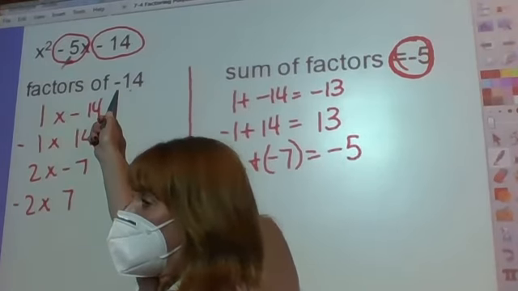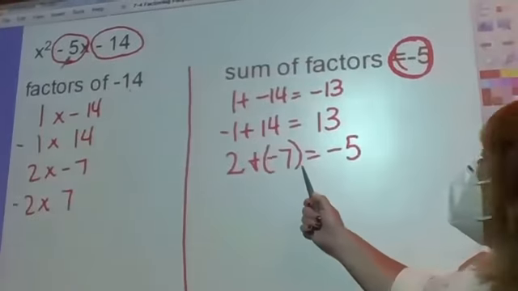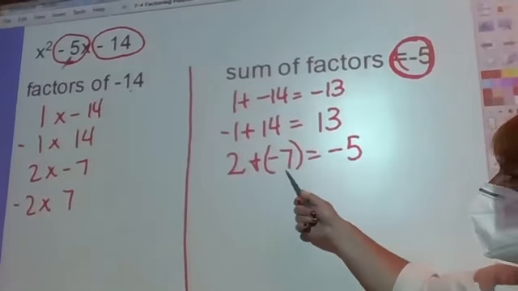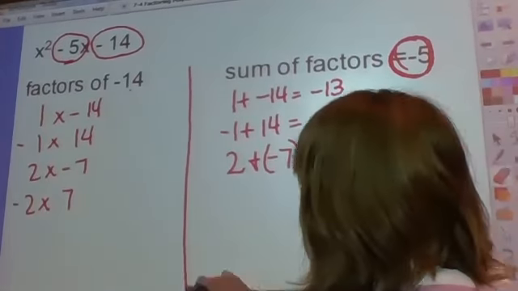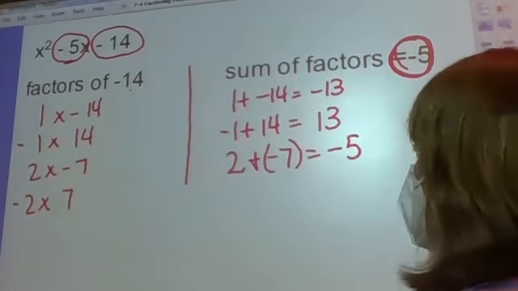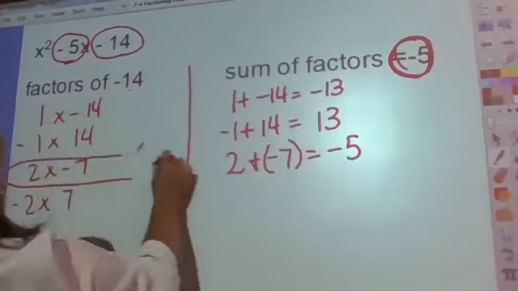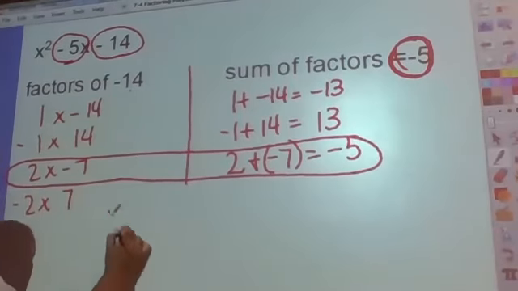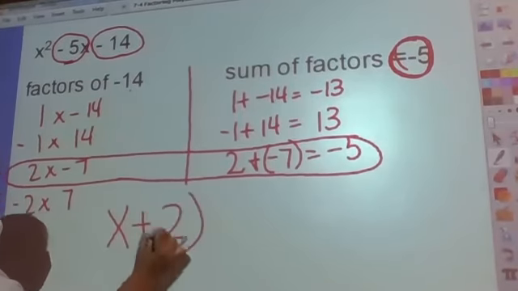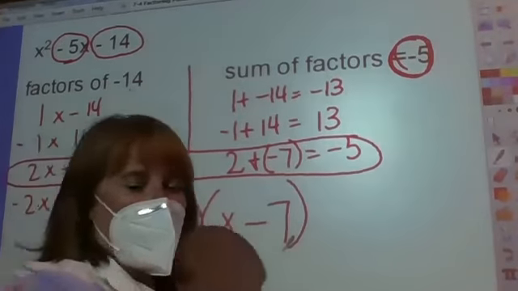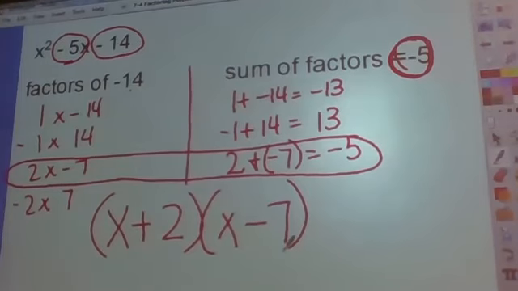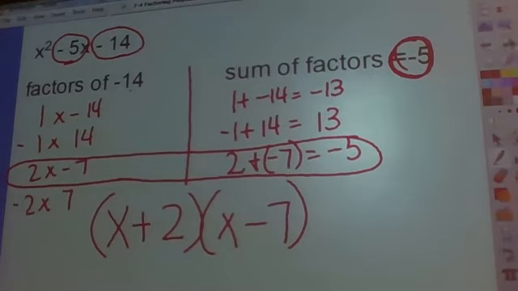Okay, you with me? Yeah. Okay. Oh, look at that, we ran into it. 2 and negative 7 has a sum of negative 5. So those are the two numbers we're going to use. Winner, winner, chicken dinner. So it would be x plus 2 times x minus 7.